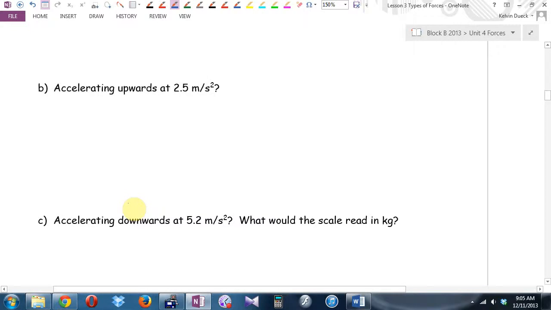Next one, B. Accelerating upwards at 2.5 meters per second squared. This is a job for a free body diagram. What are the forces acting on this person? Get the obvious one. Yep.